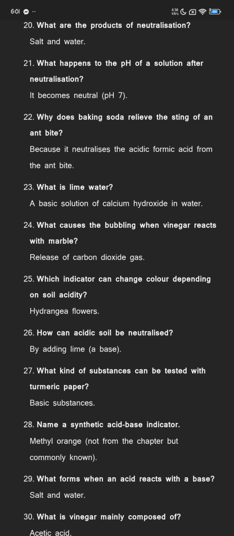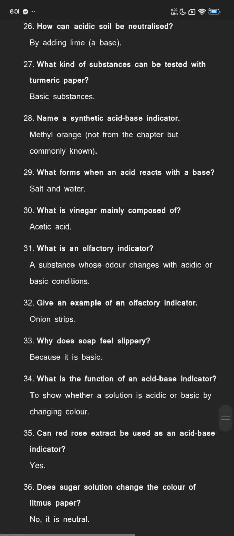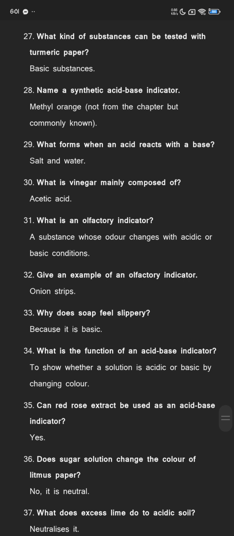Which indicator can change color depending on soil acidity? Hydrangea flowers. How can acidic soil be neutralized? By adding lime, that is a base. What kind of substances can be tested with turmeric pepper? Basic substances. Name a synthetic acid base indicator. Methyl orange, not from the chapter but commonly known as methyl orange.